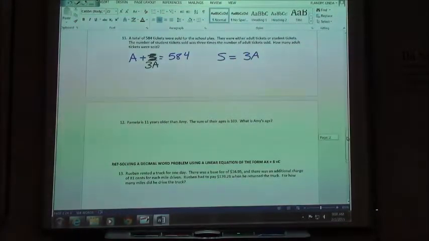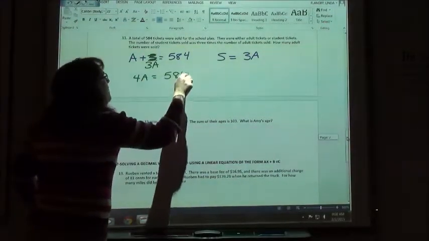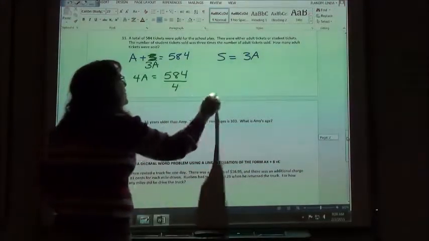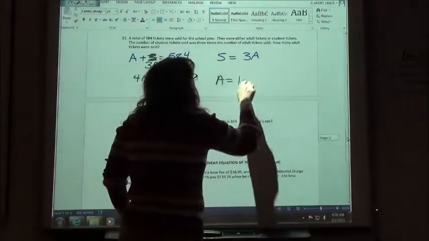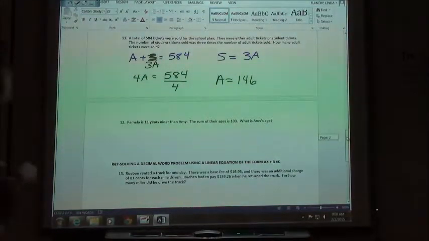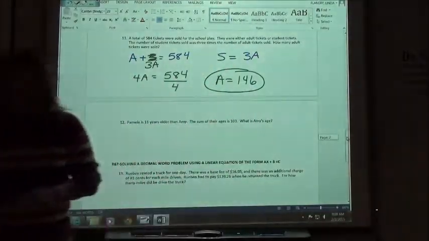And then I'm going to combine any like terms I have on that left-hand side. Well, I have an A plus a 3A, which gives me 4A to equal my 584. And to solve that, I'm going to divide by 4. I'm going to let you divide that for me. 146? 146 adult tickets. And the question does say how many adult tickets were sold, so that is the answer I want. Had they asked me for the student tickets, I would have had to multiply that by 3.